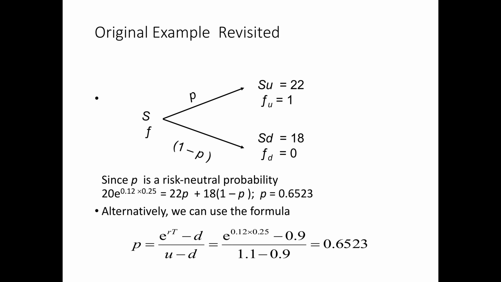So here is a numeric example we did earlier. This time, we're going to use the probability. We're using the formula to calculate the probability. So the probability is equal to, in the numerator, e to the power of RT minus d, divided by 1.1 minus 0.9. The probability is 65.23% to go up, and the rest to go down. Now you plug those in: 22 times probability 0.6523 plus 18 times 0.3477, the downside. Now the whole thing needs to be discounted by the risk-free rate of 12% for 3 months.